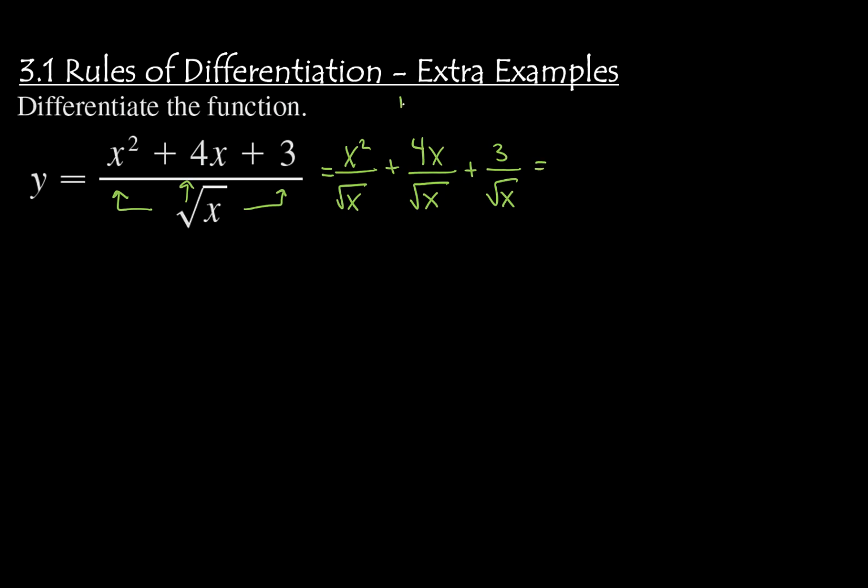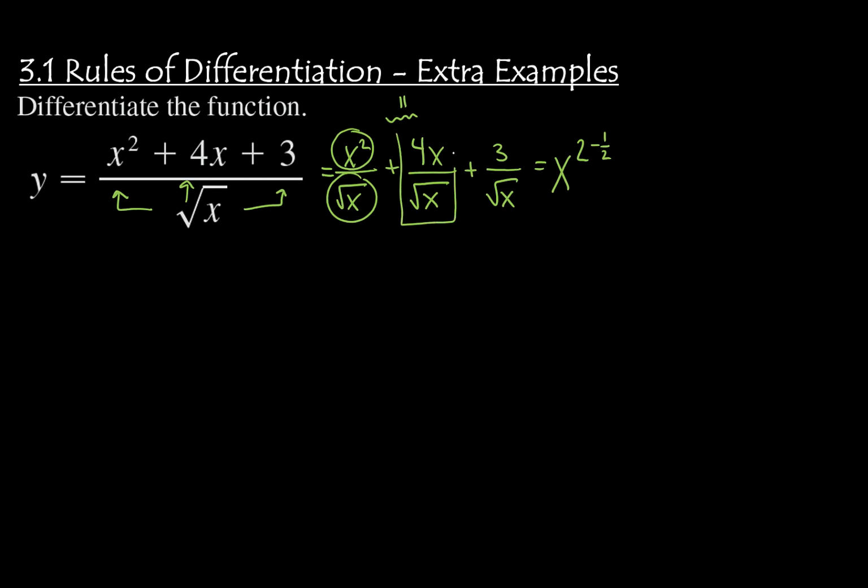I still can't leave it like that. If I leave it like that, it's too difficult to differentiate. We haven't used a quotient rule yet. And even if we did know a quotient rule, using the quotient rule for this would be overkill. We just want to use rules of exponents. So basically, I'm going to take the power of the top x and subtract from that the power of the bottom x. So this would be like 2 minus 1/2.